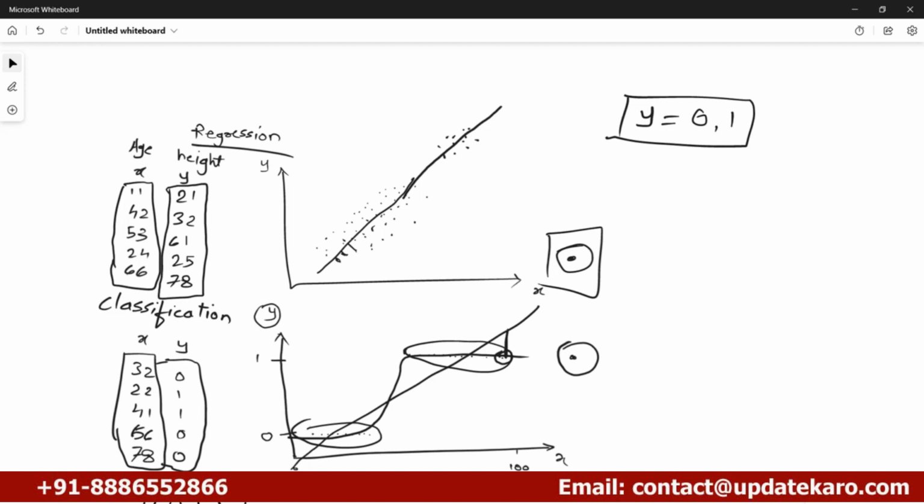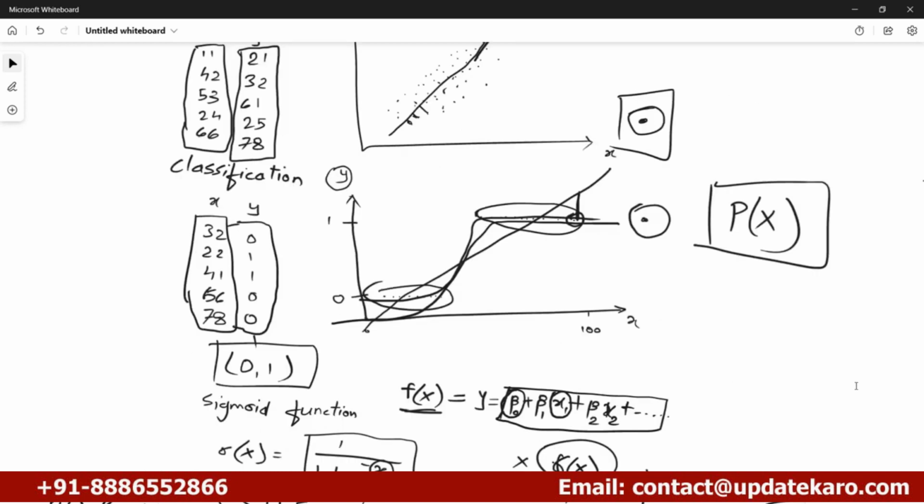That's why you have to apply the sigmoid function over here, and it can predict the values as either 0 or 1. And it can predict the values in the form of probability, not the exact value, not 1 and not 0.